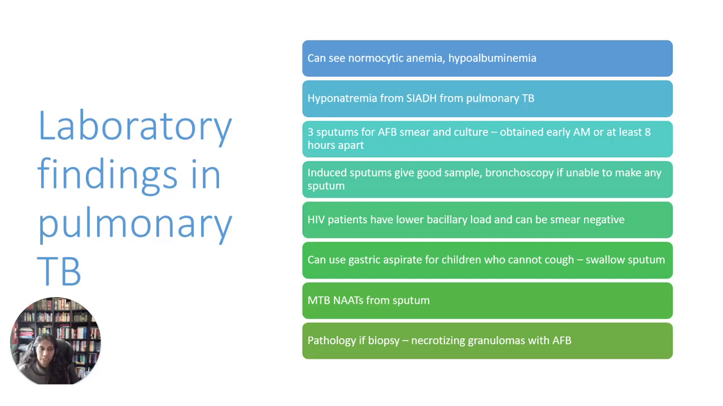Patients living with HIV have a lower bacillary load and can be smear negative. So if your pretest probability for someone living with HIV with TB is quite high, then we would not be reassured by negative smears and would instead wait for culture. In children who cannot cough, they often swallow the sputum, and what we do is we use the gastric aspirate, because then the sputum with the bacteria has been swallowed, so we'll find it that way.